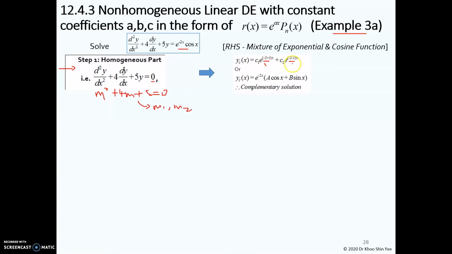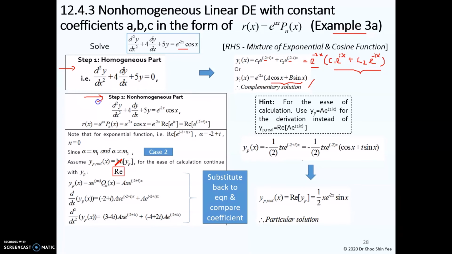Since the y1 solution and y2 solution here are linearly independent, therefore no treatment is needed. So this is your complementary solution. You can extract the exponential negative 2x to obtain this format, and the exponential format here can be further simplified to the trigonometric format. So this format is also acceptable.